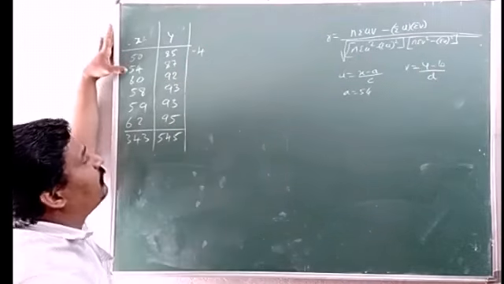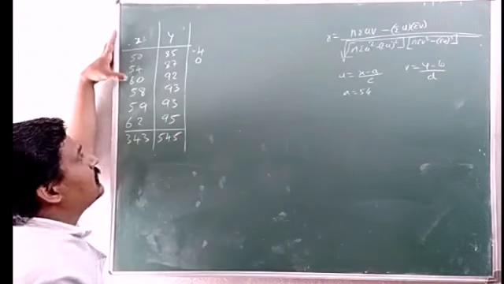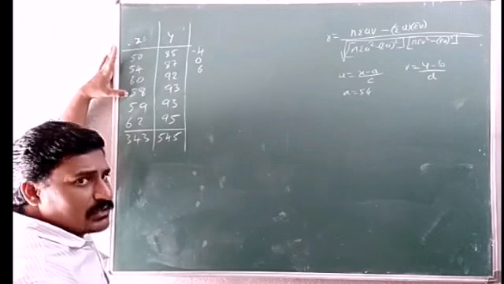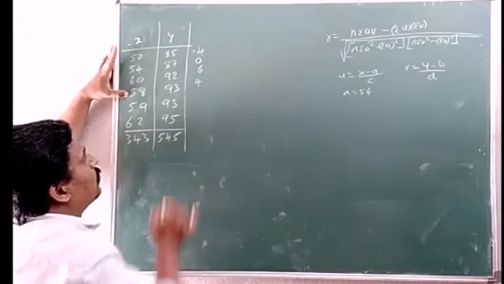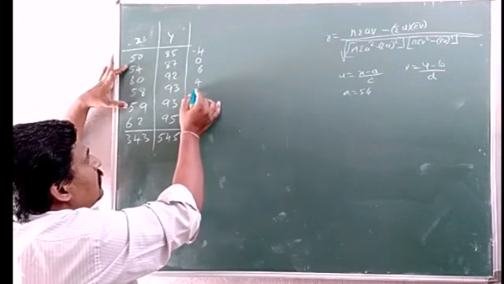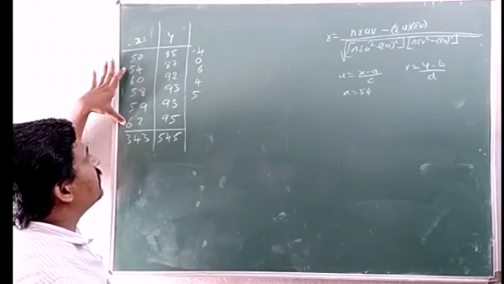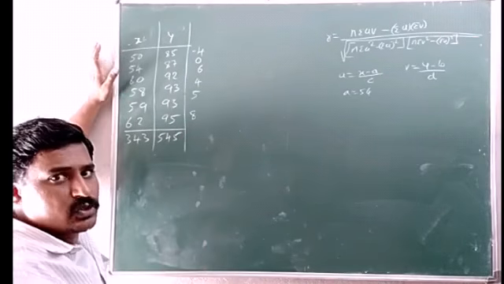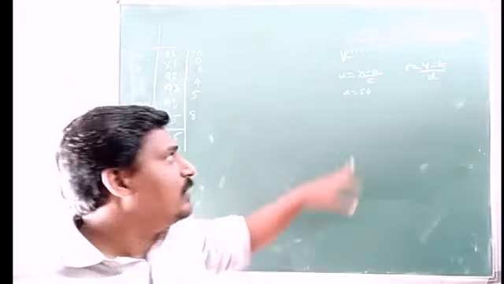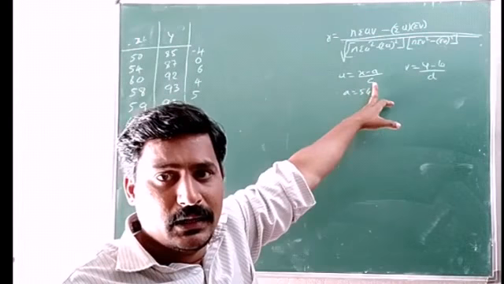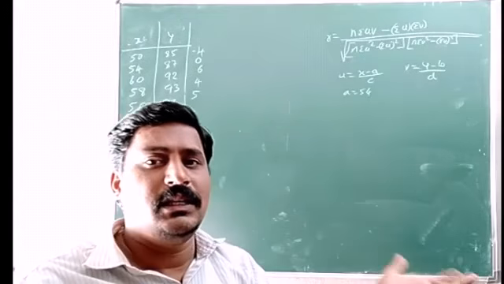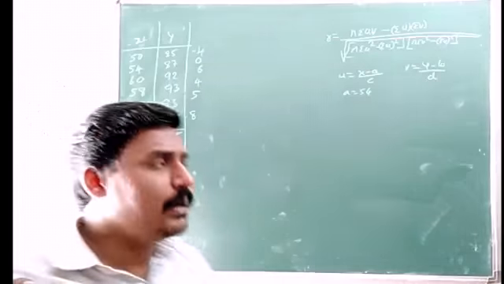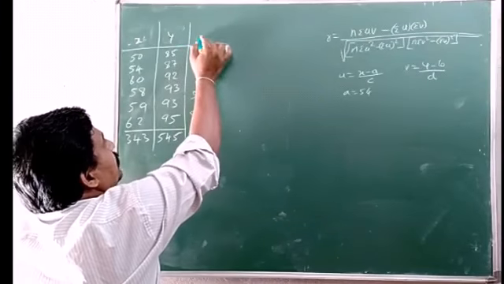Okay, then 54 minus 54, 0. 60 minus 54, 6. 58 minus 54, 4. 59 minus 54, 5. And 62 minus 54, we get 8. So we got a single digit number. Then no need to divide it by C here. So assume that C is 1. So we got single digit number. So this is named as U.